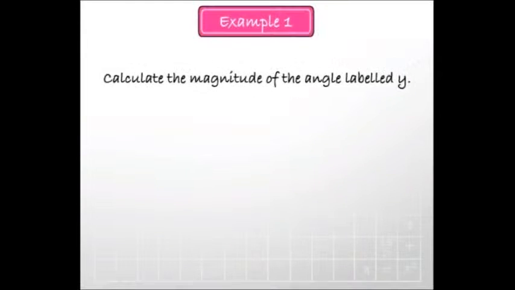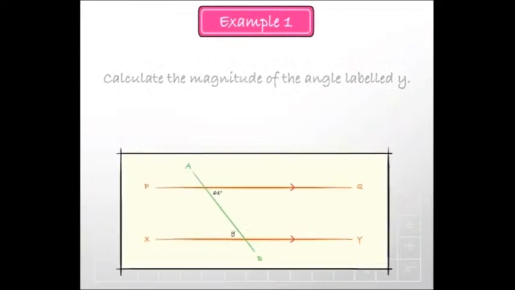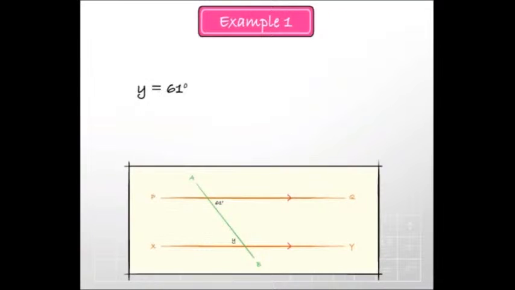The first example says that we must calculate the magnitude of the angle that is labeled Y. So, you will be able to make the following statement. Y is equal to 61 degrees. Now, the reason for this is we have interior alternate angles, and these interior alternate angles are created by the fact that the line segment PQ is parallel to the line segment XY.